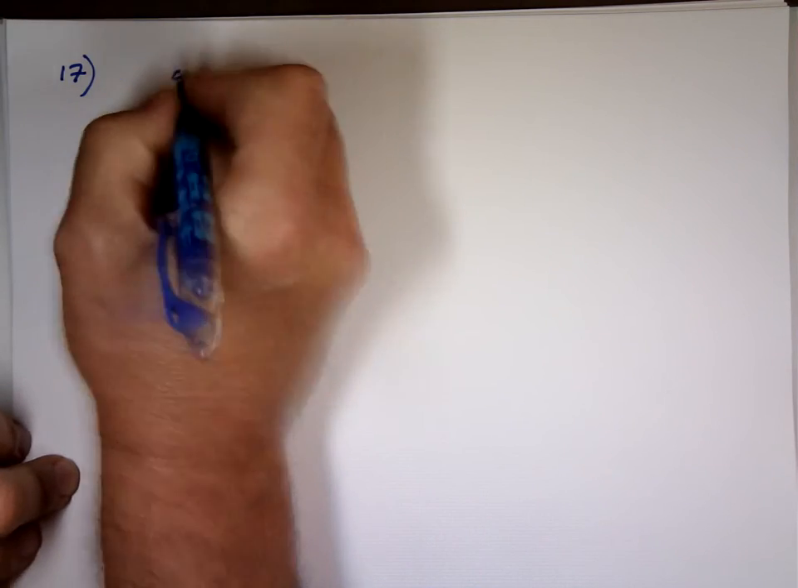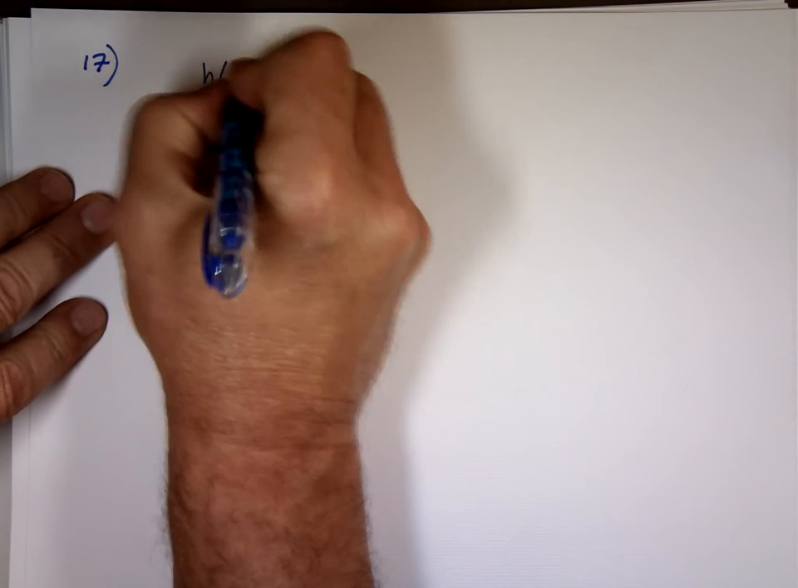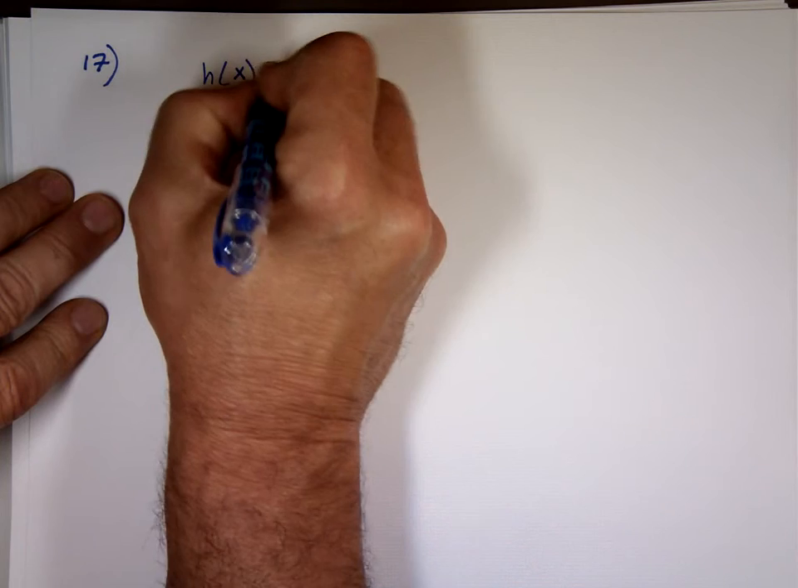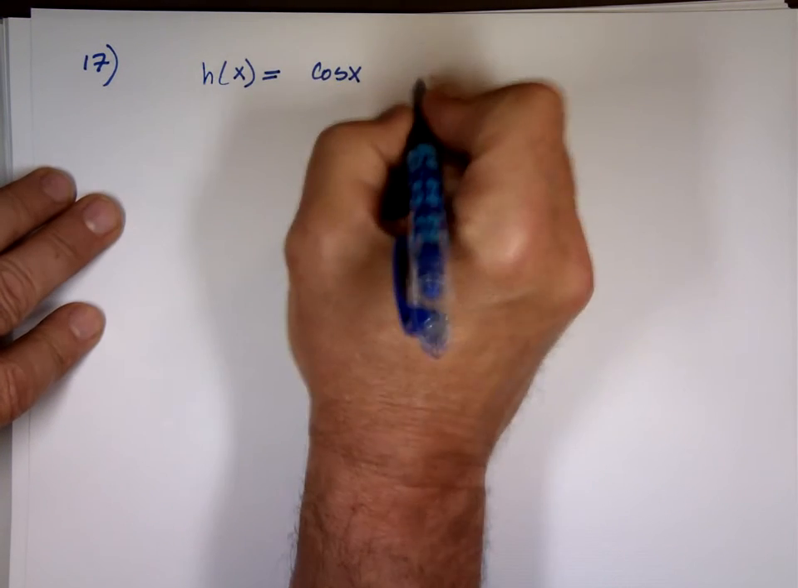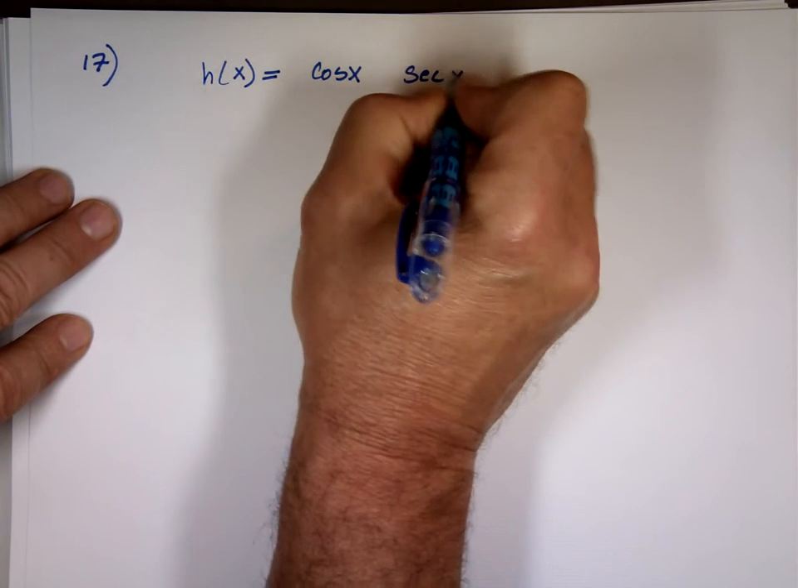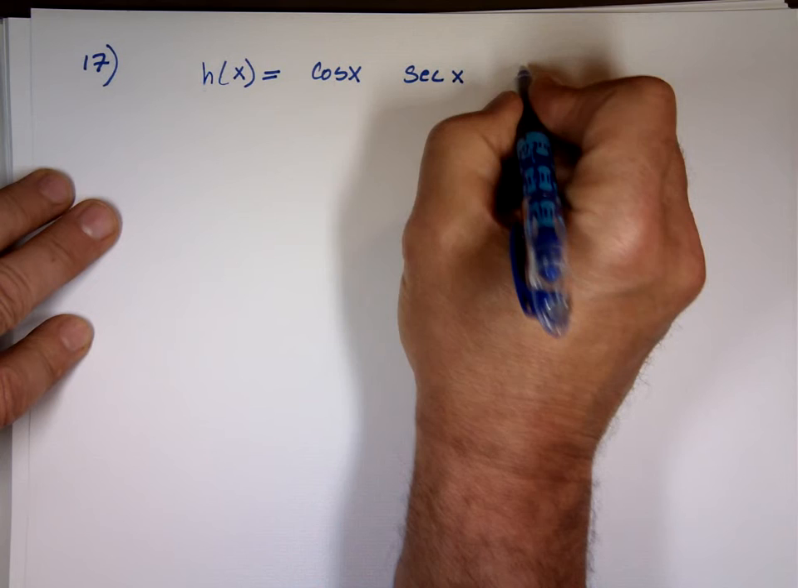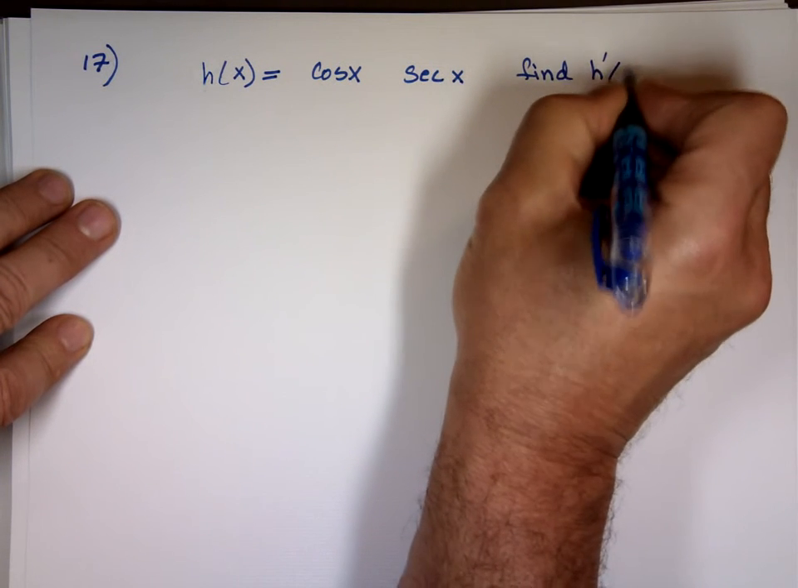I'm not going to use G, they're using F, I don't want to use F, I don't want to use G because I use them, so we'll call it H of X or Y, whatever you want to call it. Cosine X, secant X, and the question is, find H prime of 6, when X is 6.